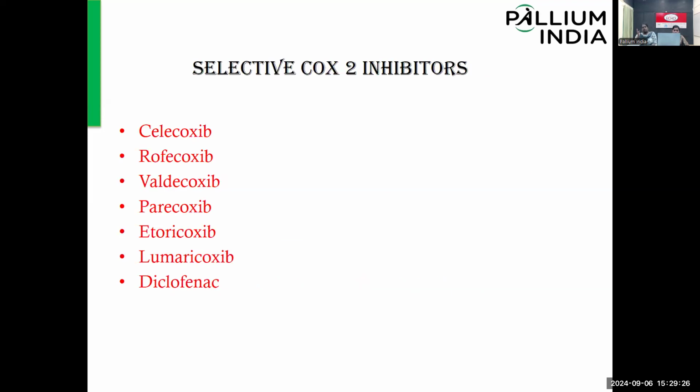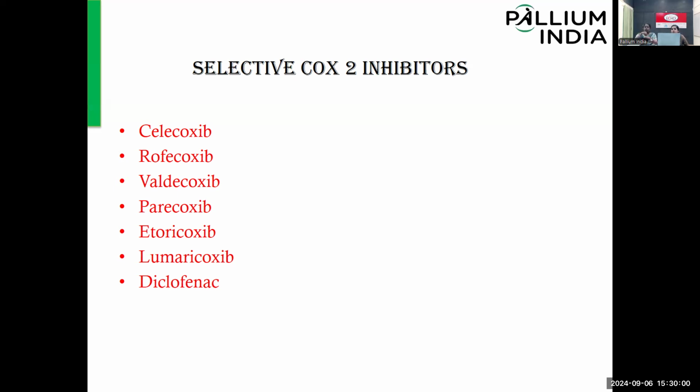Next classification is selective COX-2 inhibitors. So in NSAIDs, we have two classifications. One is non-selective inhibitors, and the second one is selective COX-2 inhibitors. As the name itself says, it only inhibits COX-2. The examples of selective COX-2 inhibitors are celecoxib, rofecoxib, valdecoxib, parecoxib, etoricoxib, lumiracoxib, and diclofenac.